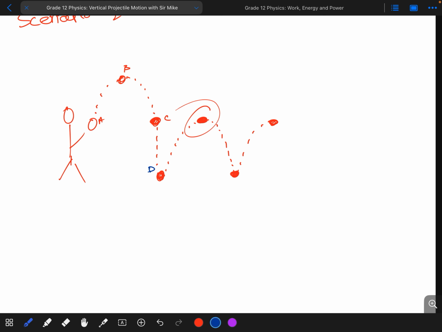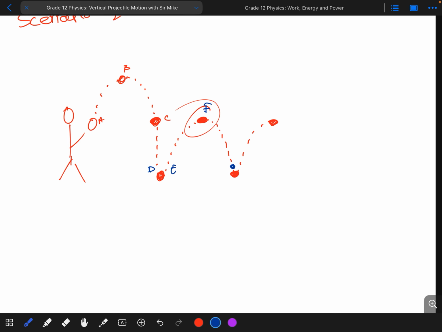After it collides with the ground, what you must notice is that immediately after the collision, it will go up. So I'm going to represent that point as point E, and then this maximum point I'm going to represent as F.